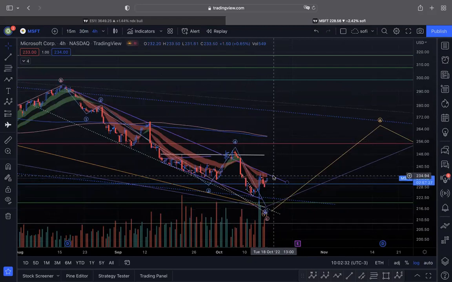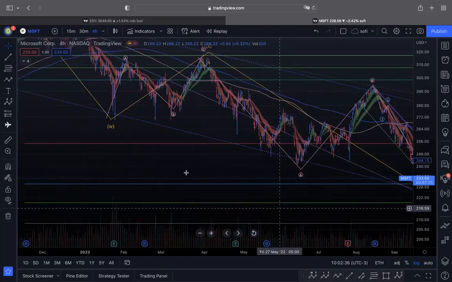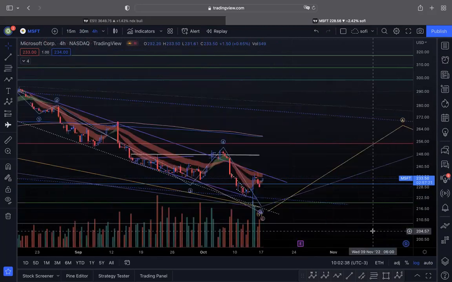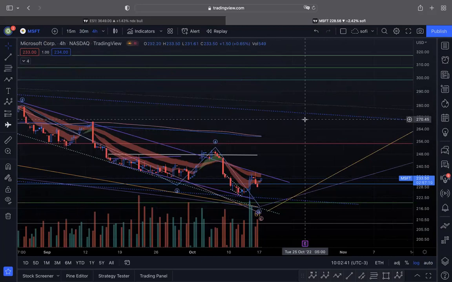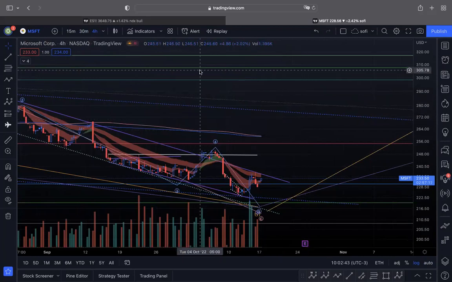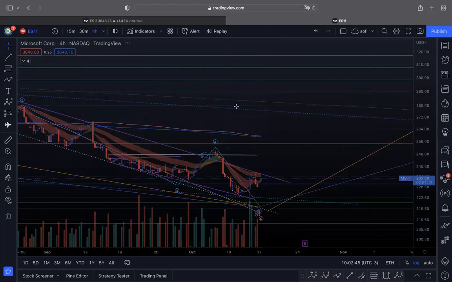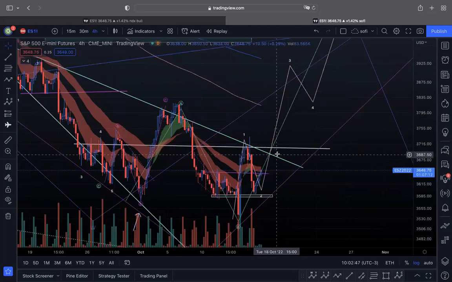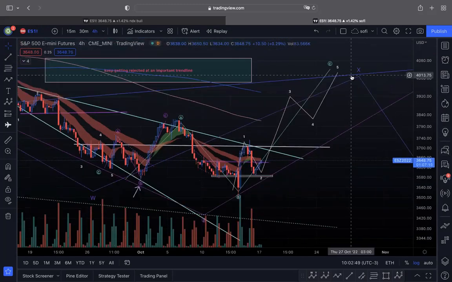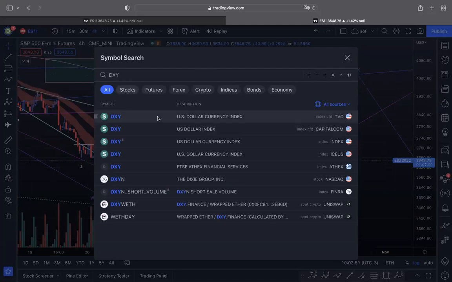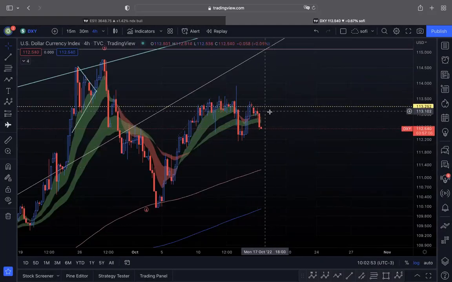However, if we reject here, then it's very likely Microsoft comes down to 220, 215, to the bottom of this channel holding as support. So again, a good stock to play both ways. So that's all for this week. As stated, watch this channel breakout. If it breaks out, we would be able to move up to 3,900 with the dollar again as a clue.